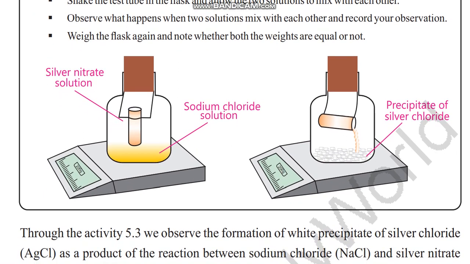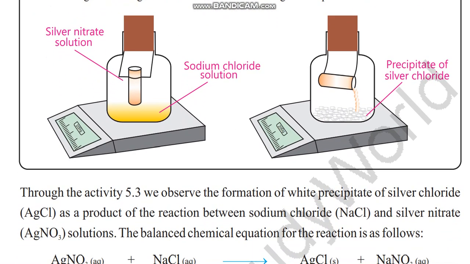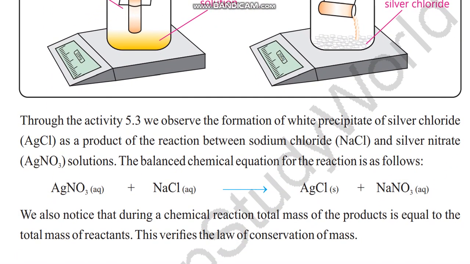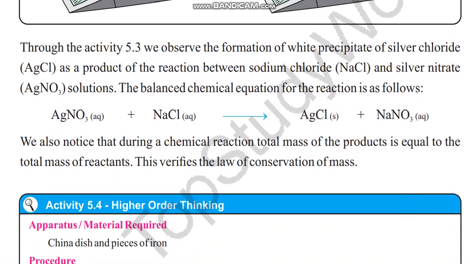Through this activity 5.3, we observe the formation of a precipitate of silver chloride as a product of the reaction between sodium chloride and silver nitrate solutions. The balanced chemical equation for the reaction is as follows. We also notice that during a chemical reaction, the total mass of the products is equal to the total mass of the reactants. This verifies the law of conservation of mass.